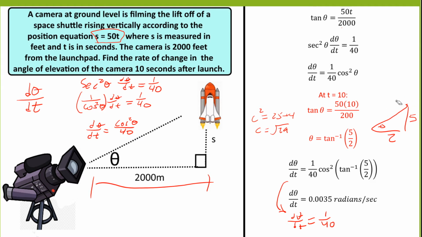Clean this up just a little bit. C, which we solved for as square root 29. So I've got times the cosine was adjacent over hypotenuse, and I'm going to square it. Gives me 4, and the 40 can cancel to be 1 over 10 times 29. Okay, that is how I would solve this if I had to do it by hand. Or we can type it in a calculator and we can get a decimal answer in radians per second.